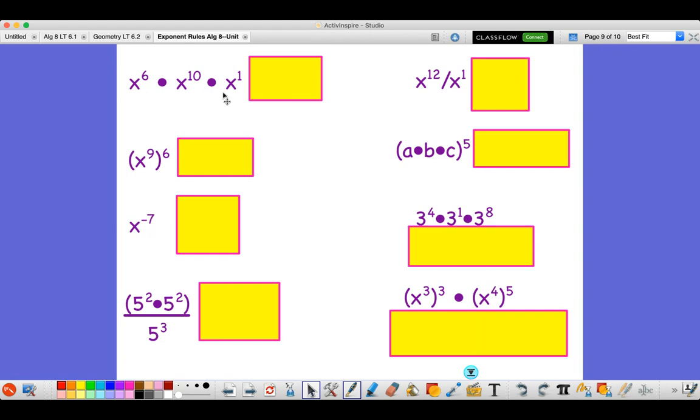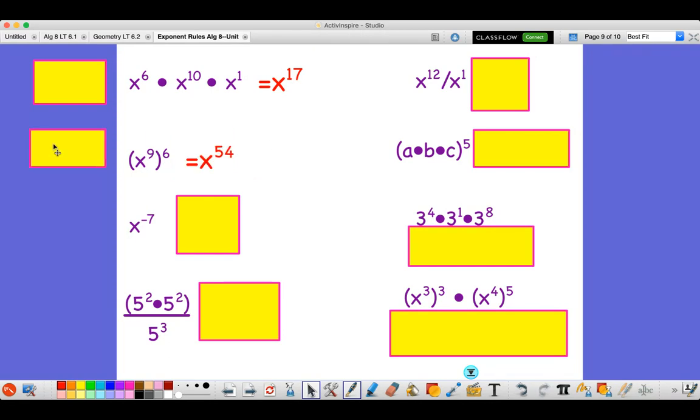For the first one, we have all the same bases of x, so you're just adding your exponents together. So 6 plus 10 plus 1, and that will give you x to the 17th power. We're going to go down the column. The second one is power to a power, so that means you multiply those. So 9 times 6 is 54. Use your calculator if you need to. Don't get it wrong because you multiplied incorrectly. Negative exponent means we flip it or write it as its reciprocal, so that means 1 over x to the 7th.